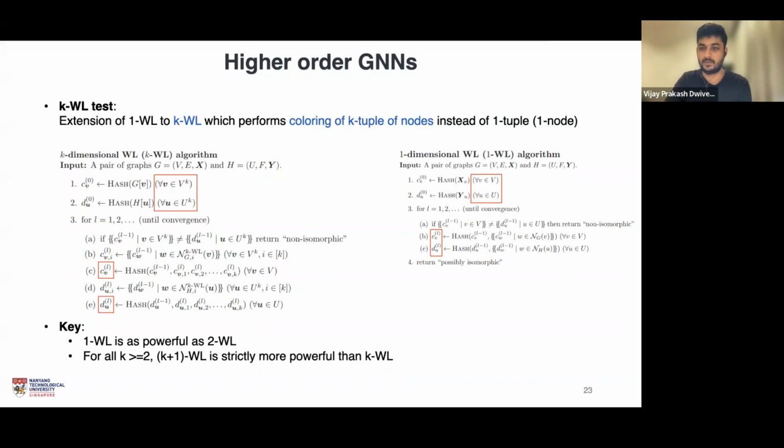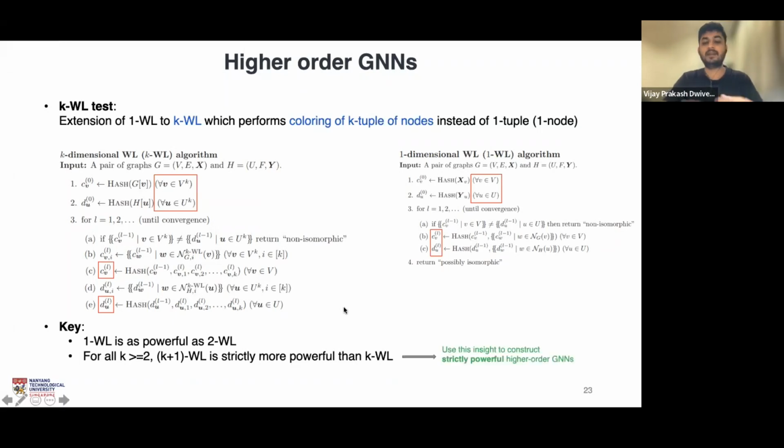more powerful than KWL. It means that if we consider, for example, 3WL and 4WL, then there actually exist certain graphs which are not distinguished by 3WL or 4WL, and they're actually distinguished by a higher 4WL or 5WL. So I mean, you get the idea. The K plus 1 WL is strictly more powerful than KWL. It means that there is a certain class of graphs on which the higher WL is more successful, and on which the lower WL fails in distinguishing those kinds of graphs.